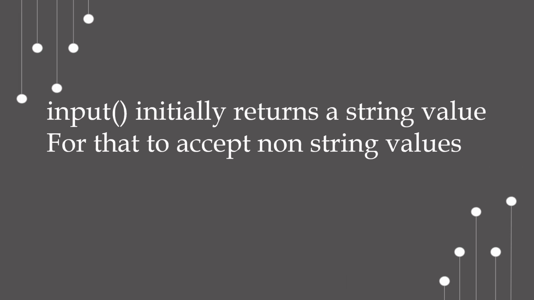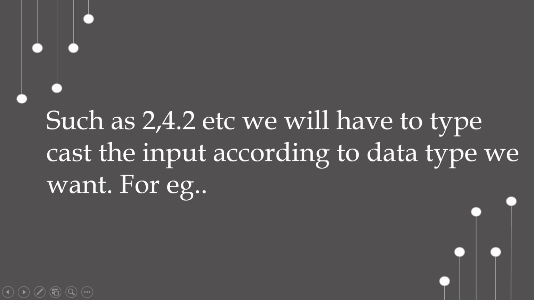The input function, which we use in Python to take input from the user, initially returns a string value, and if we do not specify the data type, it will return a string value, and the operation performed will be the operation of strings. So to accept non-string values such as 2, 4.2, etc., we will have to typecast the input according to the data type we want.